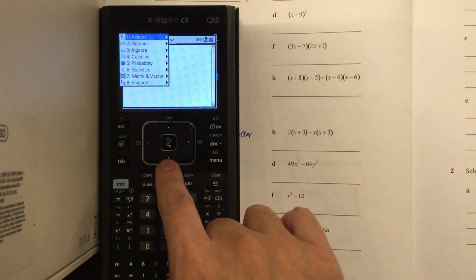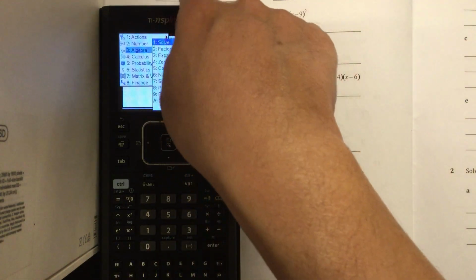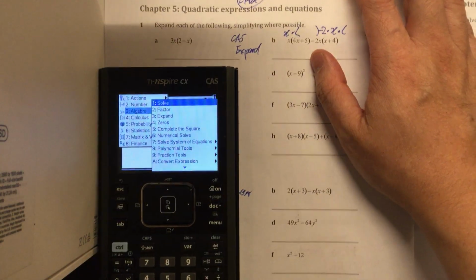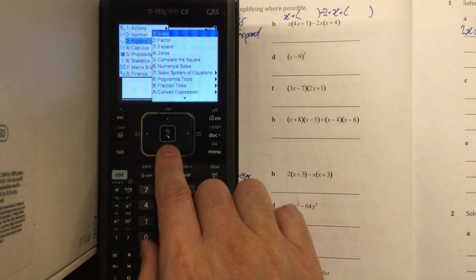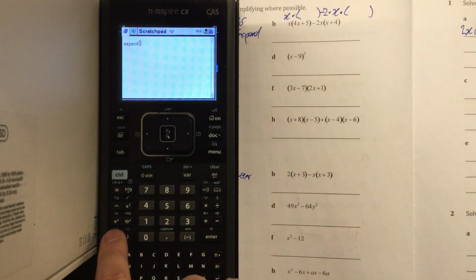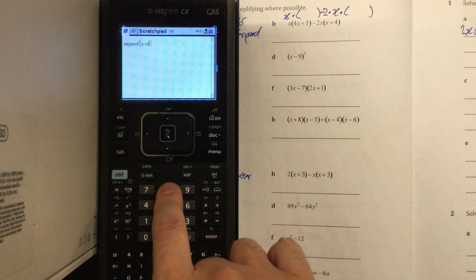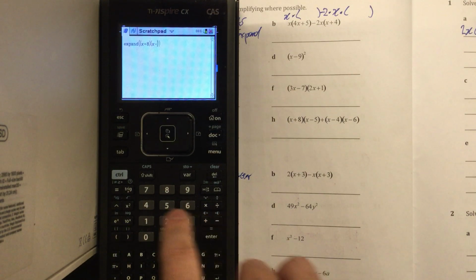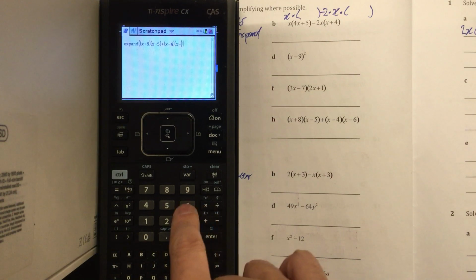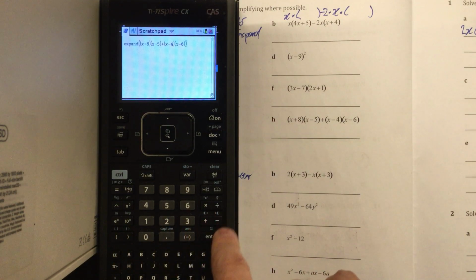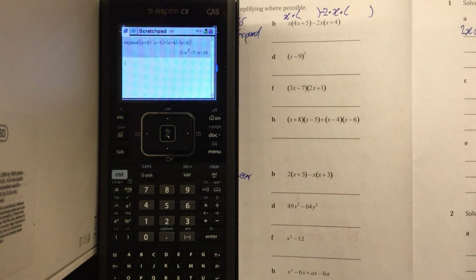We're doing this: Menu, Algebra, Expand. Let's read the question. Expand each of the following. Simplify whenever it's possible. Here we go, the whole lot in one hit. You go to expand, all right? So you go bracket x plus 5, close bracket, bracket x minus 5, bracket, plus bracket x minus 4, bracket x minus 6. Final answer should be this. Yep, that's correct.